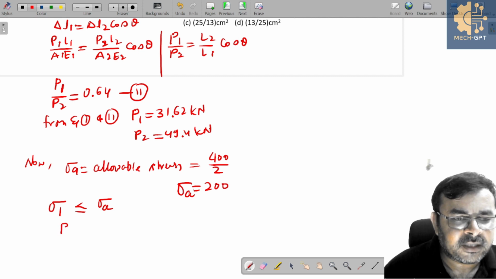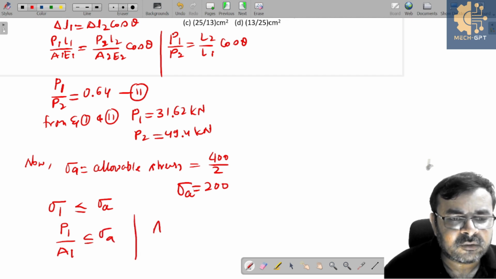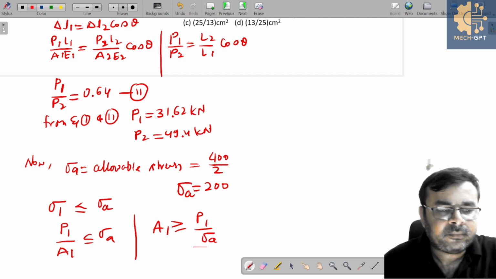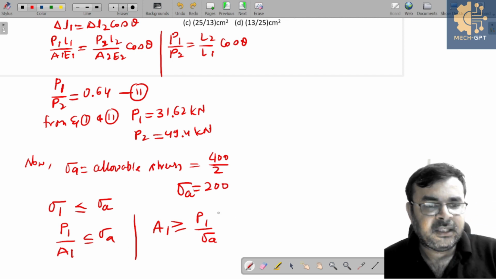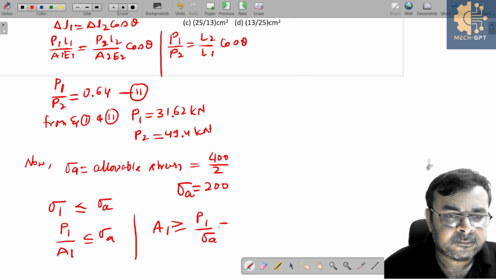And what about sigma 1? Can I say this is P1 upon A1 less than or equal to sigma A? Yes or no? And you need to calculate A1. So can I say A1 is greater than or equal to P1 over sigma A? Yes. And what about P1?